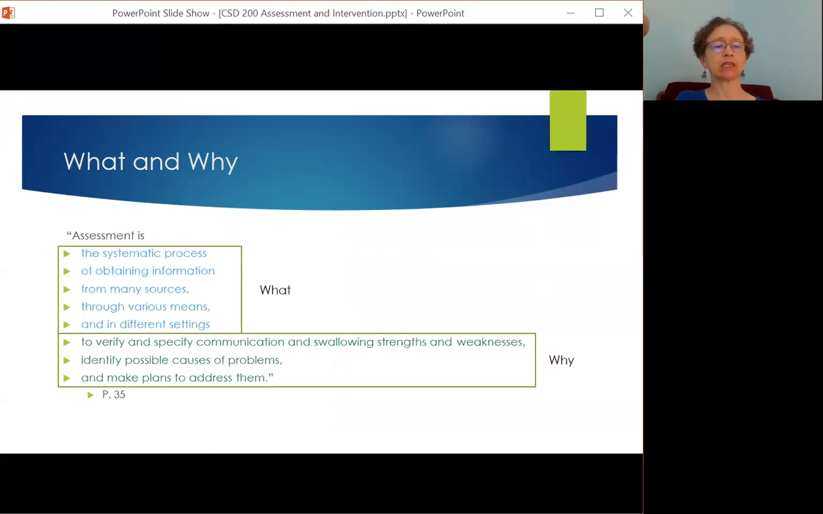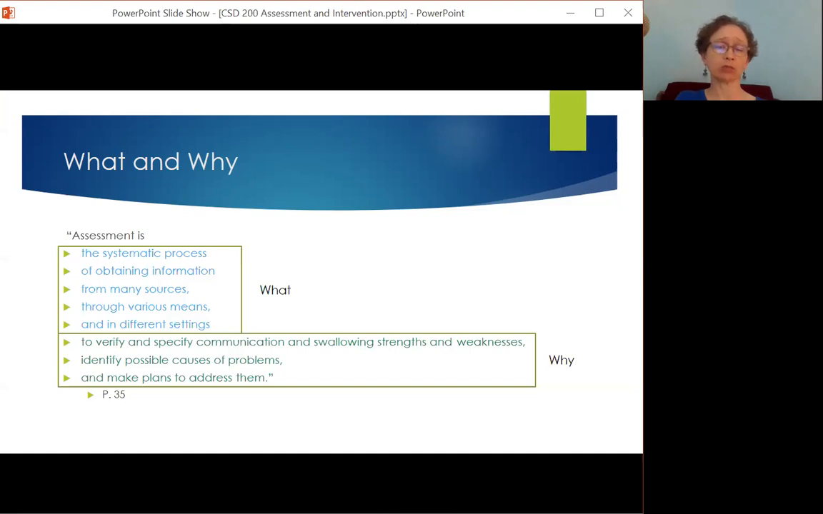So assessment is the systematic process of obtaining information from many sources through various means and in different settings to verify and specify communication and swallowing strengths and weaknesses, identify possible causes of problems, and make plans to address them. So the first box tells us what we're doing when we assess.